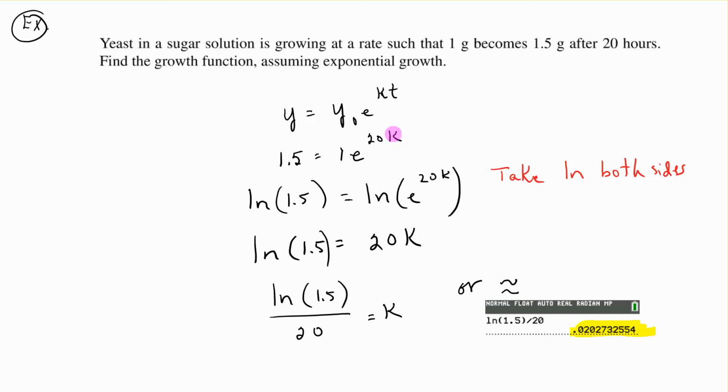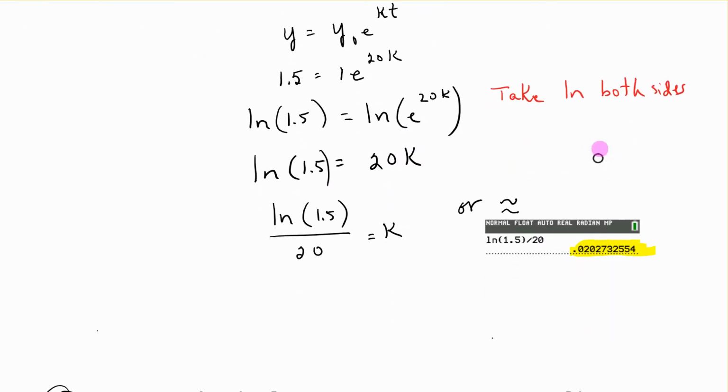We're looking for k. So we take the ln of both sides. Remember, we've got to get that exponent down here. So ln of 1.5 equals ln of e to the 20k. ln and e are canceled out, so we have 20k equals that. We divide by 20, and k equals 0.202. So that would be your rate. Actually, it would probably be a percent.